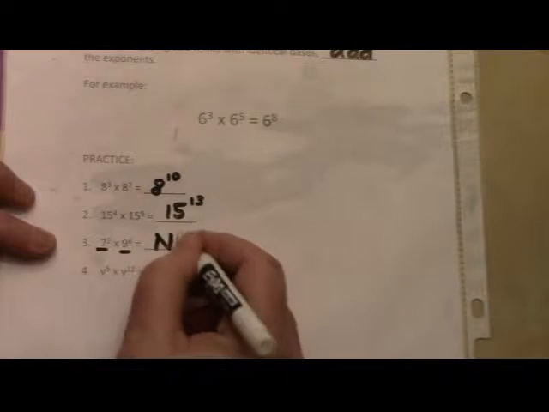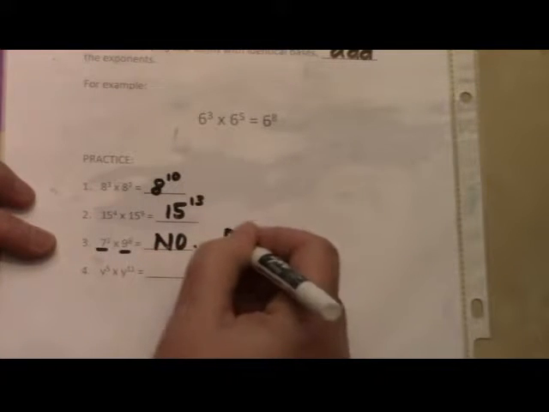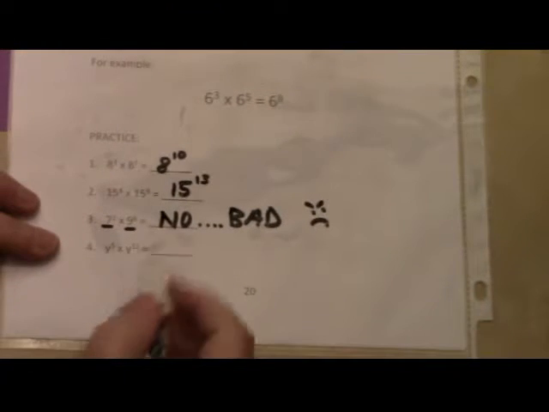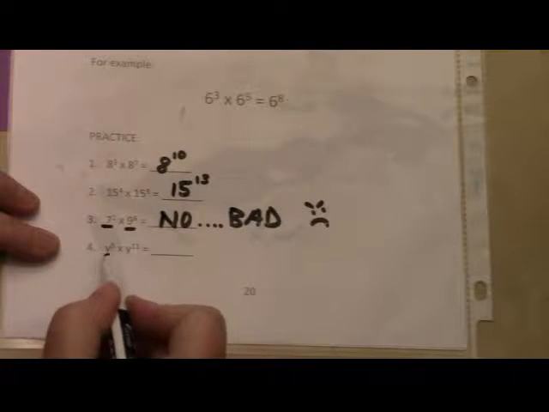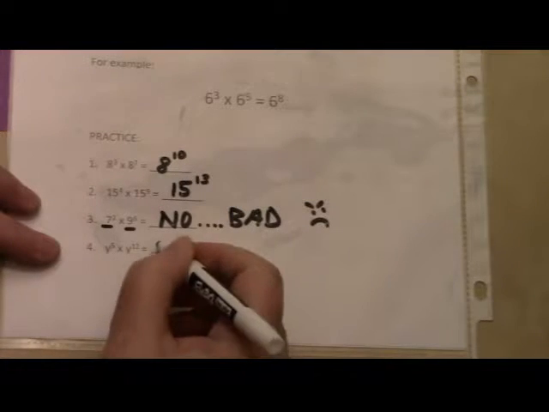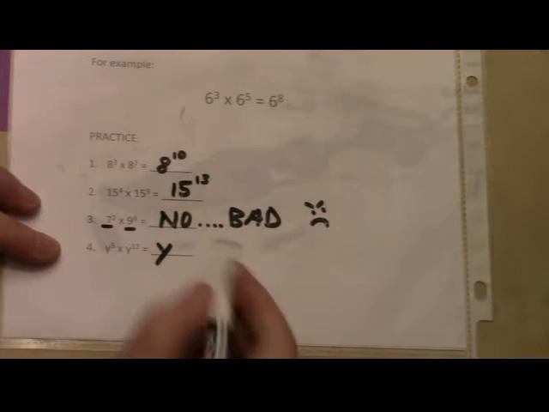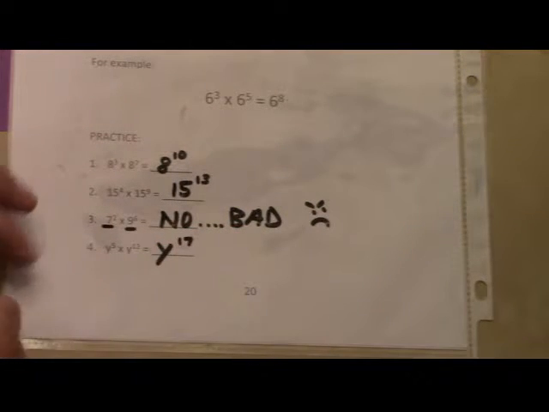Okay, let's take a look at this one. No, I cannot do this because my bases are different. No. Bad. Frown. Oh, can't do it. Okay, how about this one? Yes, because my bases, even though they're variables, they're the same variable. So that means y is going to be my base. 5 plus 12 is 17. There you have it. Let's move on to the next page.